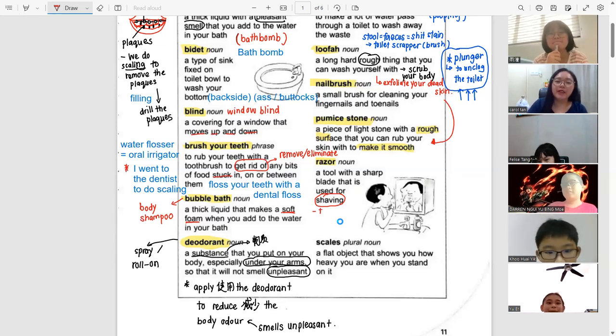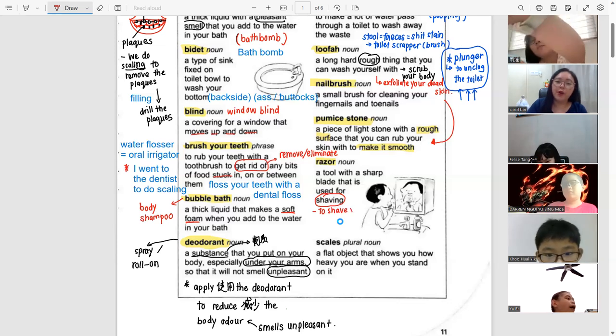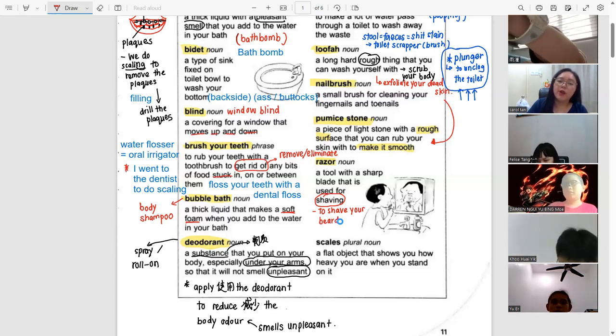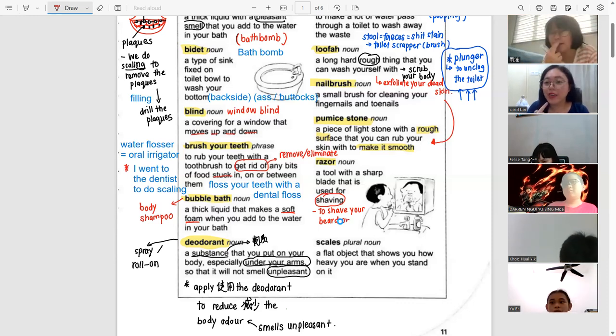Okay, you can write to shave your beard. Y'all can write to shave your beard. Okay, beard is 胡子. 老师, 女生会有长一点点胡子啊? Who? Me?